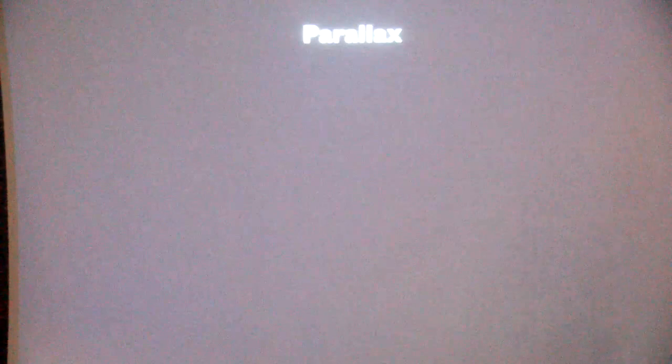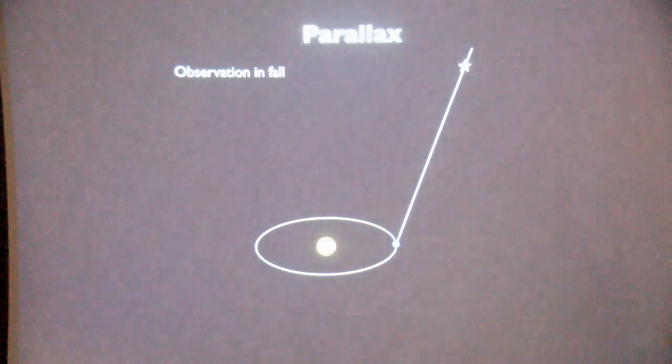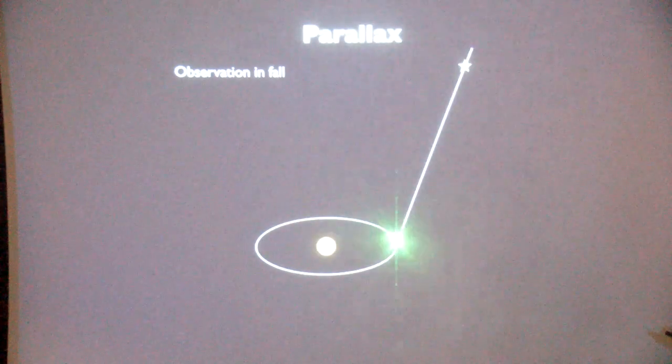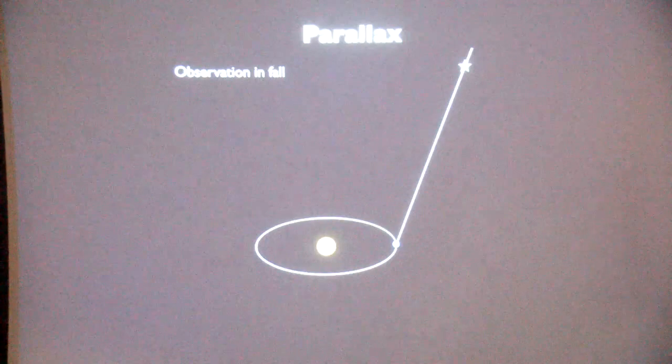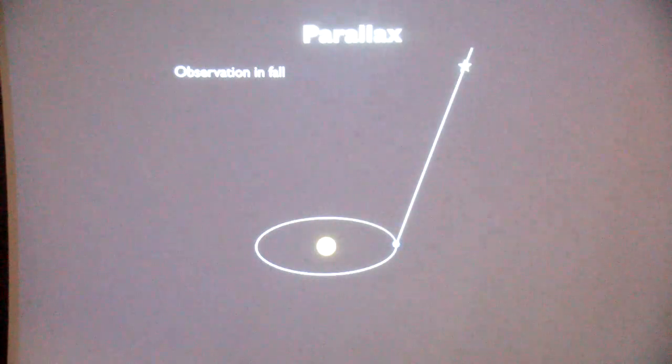Now, you'll see that relatively quickly you run out of eyesight to really measure the distance to objects in this way. So what we do is not exactly this, but we use essentially the same idea, where we observe stars in the night sky, let's say in the fall, and measure the position of that star, typically relative to stars that are much further away.